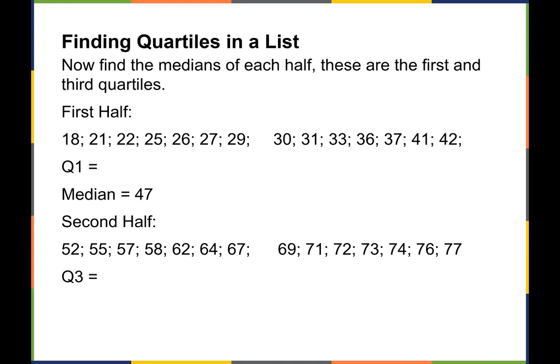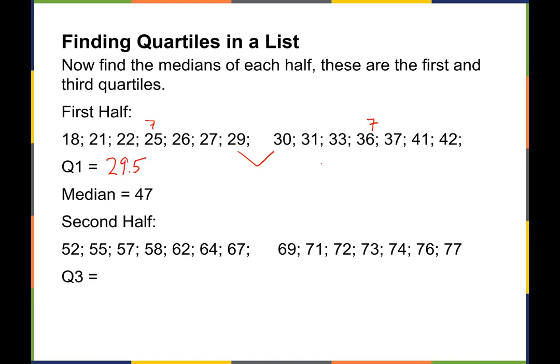Now that we've found the median, we can find the quartiles. So if we look at the first half of the list, so this is up to the median, it goes from 18 to 42. When we divide this list in half, there are 7 items on each side. There's 7 items here, and there's 7 items here. So there is no exact middle item. Because this is a list of 14 items, so there's 7 and 7, the way we find the quartile is we average the two middle ones. So 29 and 30 average to 29.5.